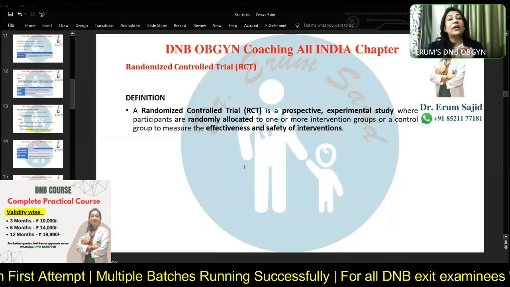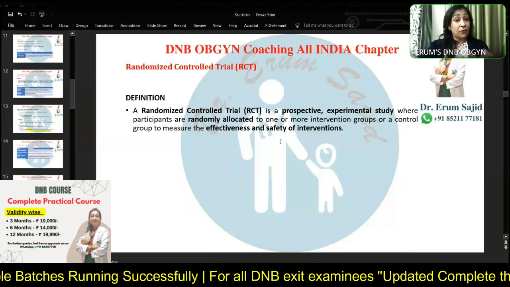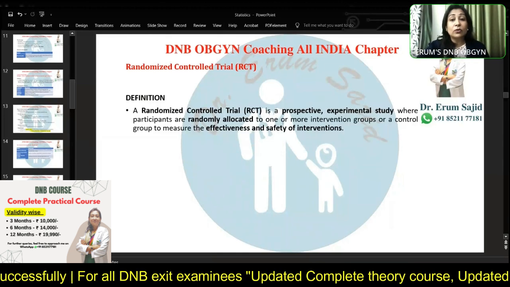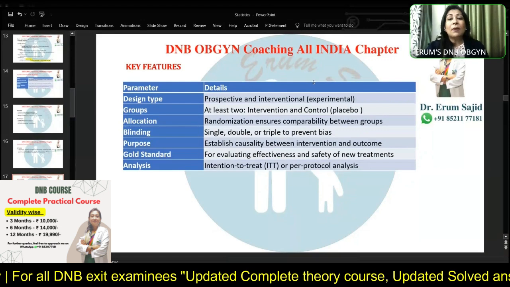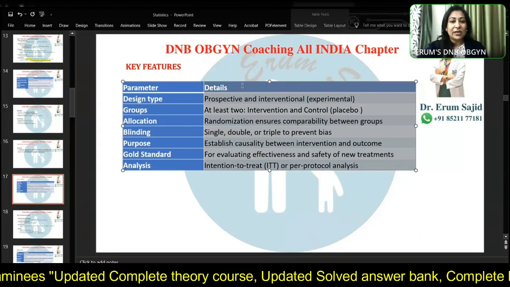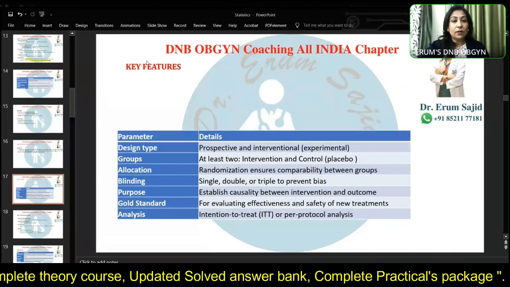So we are trying to find out either the effectiveness or the safety of interventions. Nowadays, studying just the safety of interventions is completely a no-no. It's an unethical study if you're trying to do that. But mostly it comes with a package, because anything new which is being tried, obviously we're talking about the safety as well. So what are the key features?